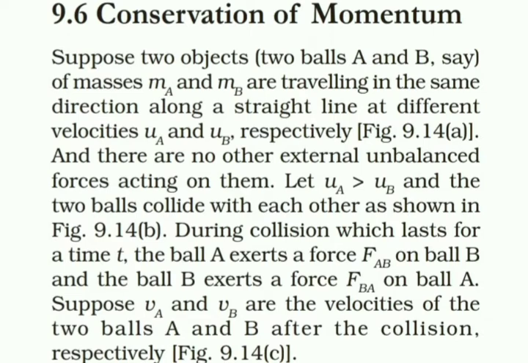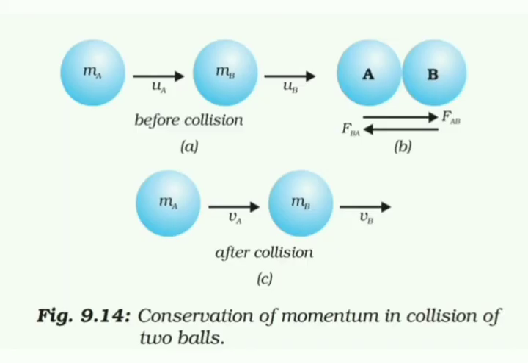Suppose two objects of mass ma and mb are traveling in the same direction along a straight line at different velocities ua and ub respectively, and there are no other external unbalanced forces acting on them. Let ua be greater than ub and the two balls collide with each other as shown in the figure. During the collision, which lasts for a time t, ball A exerts a force FAB on ball B and ball B exerts a force FBA on ball A.